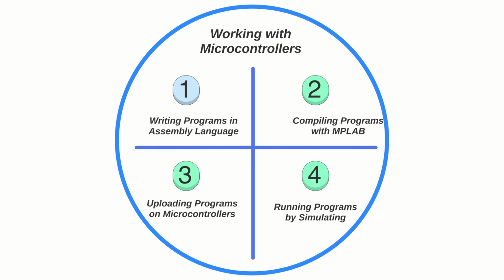If you want to work with microcontrollers, you have to follow four stages. First, you must write programs in assembly language. Second, you have to compile programs with the MPLAB compiler. And then, in the third stage, you have to upload the program onto the microcontroller system. In the final step, you have to run the program by simulating or by uploading the program in a real circuit. However, in this course, we will run all the programs we develop by simulation.